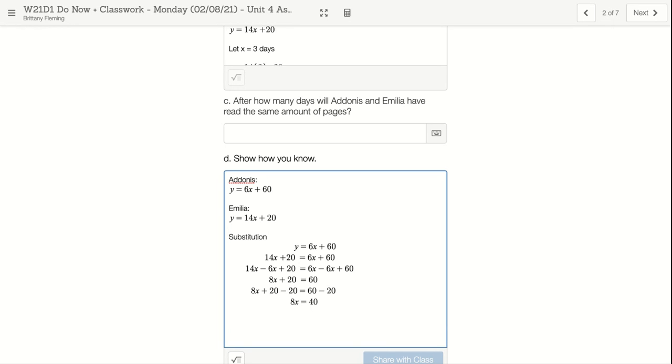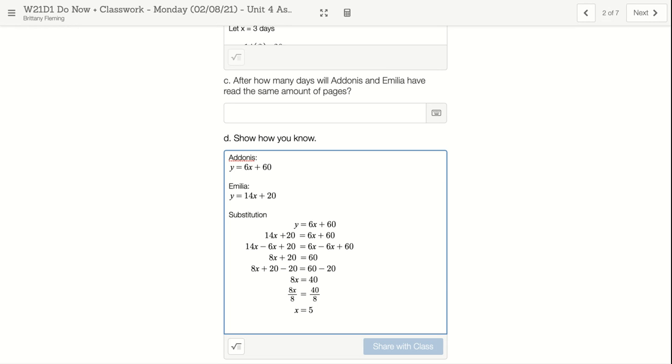Now, when I combine like terms, the 20s cancel each other out because 20 minus 20 is 0. So I'm just left with this 8x on the left side. And 60 minus 20 is 40. I still need to isolate x. There is an 8 on the left side of the equation with x. And this 8 means 8 times x. The inverse of multiplying by 8 is dividing by 8. So I need to divide both sides of my equation by 8.